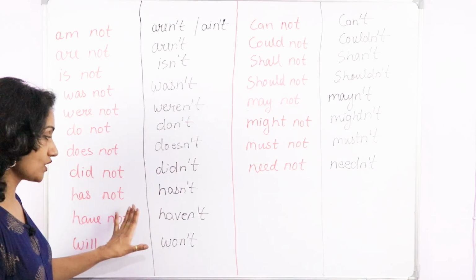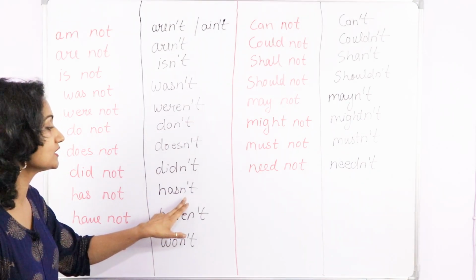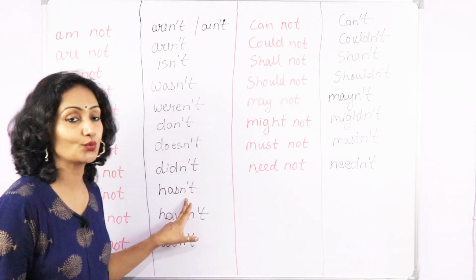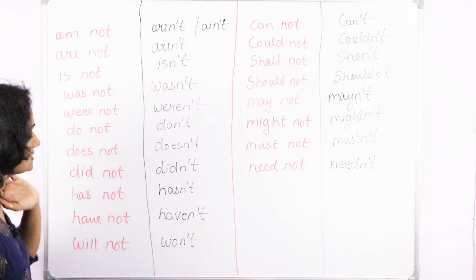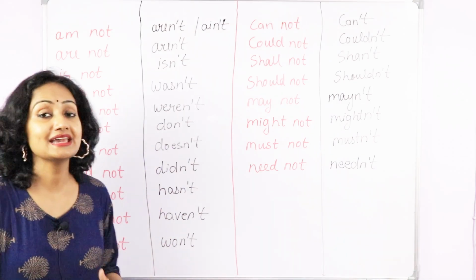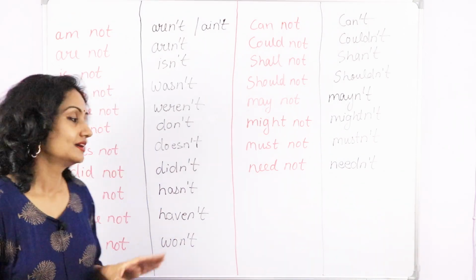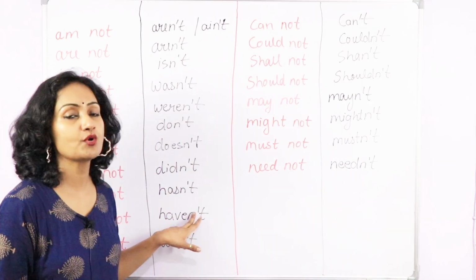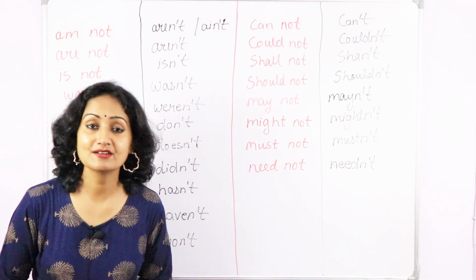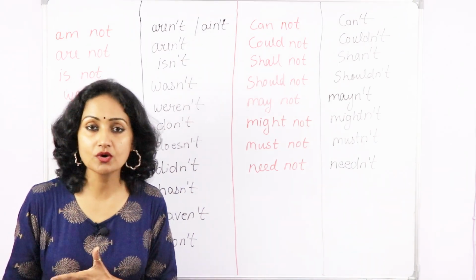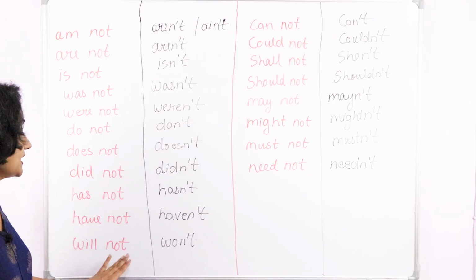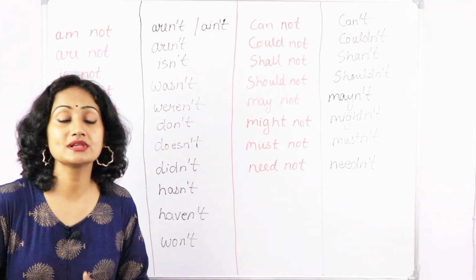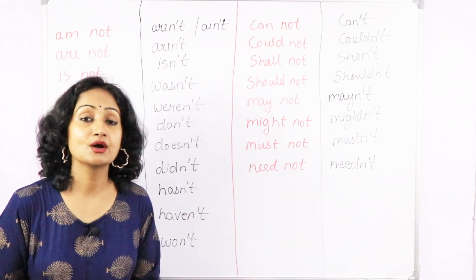Next is has not. Has not becomes hasn't. Again we are dropping one letter, that is O. Has not, hasn't. He hasn't done that yet. Next, have not becomes haven't, H-A-V-E-N apostrophe T. I haven't completed my work. Will not becomes won't. I will not go there, or I won't go there.